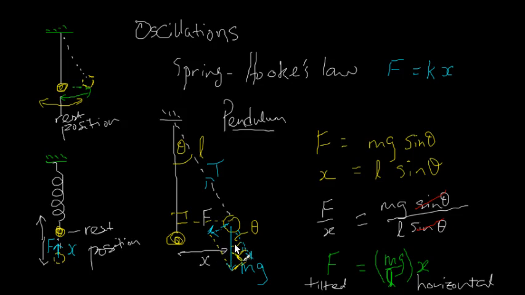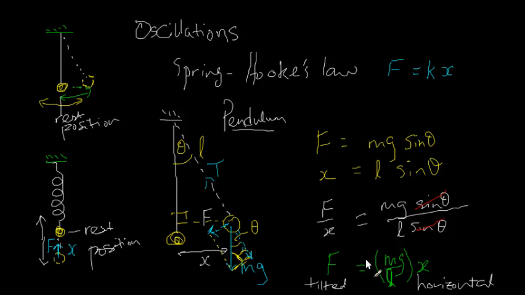But in the case when x is quite small, the angle will be quite small. This displaced line would be quite close to the rest position, quite vertical. So if the angle is quite small, or if the amplitude of the motion is quite small, the force F would always be quite horizontal.